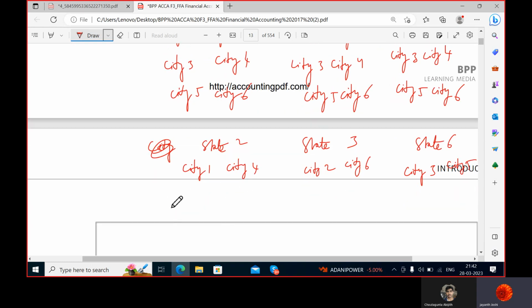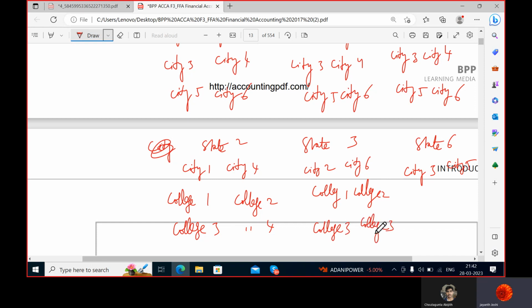And again in these cities we'll take colleges. College 1, college 2. And then again college 3, college 4. Again here college 1, college 2. So now you are understanding what is multi-stage cluster sampling.